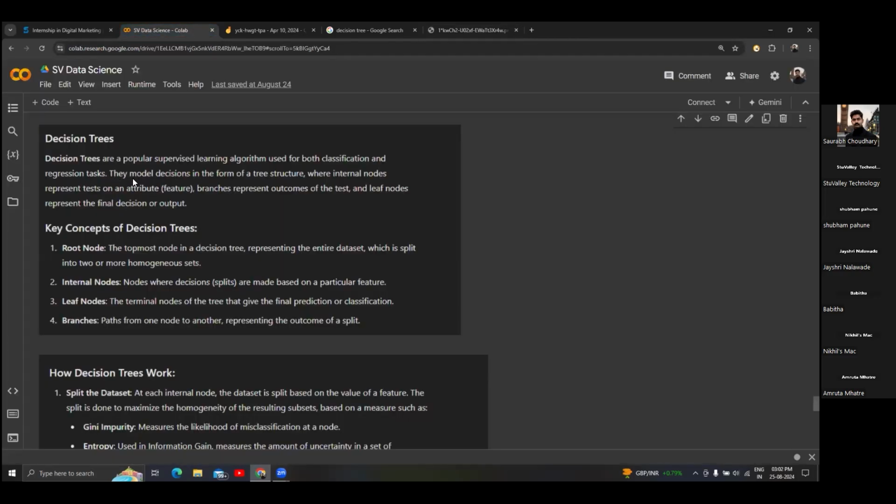So they model decisions in the form of a tree structure where internal nodes represent a test on an attribute or feature, branches represent the outcome of the test, and leaf nodes represent the final output. Key concepts of decision trees.